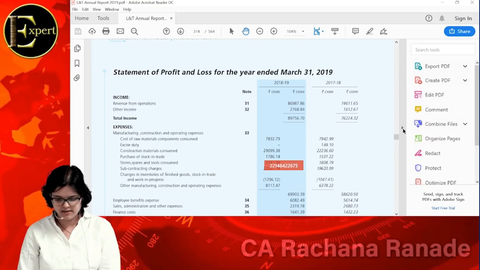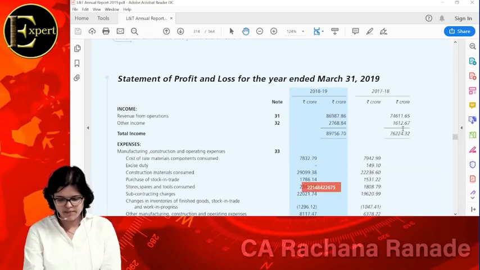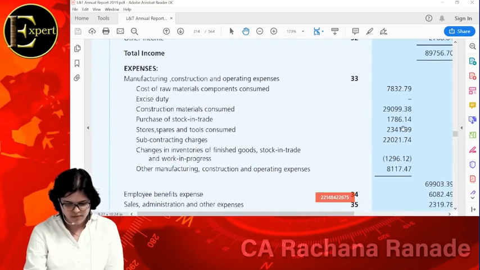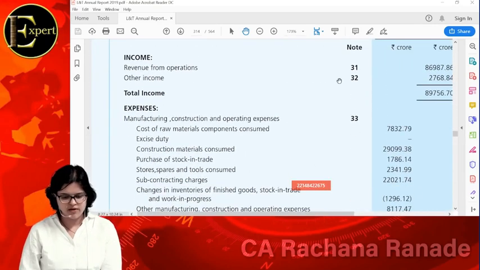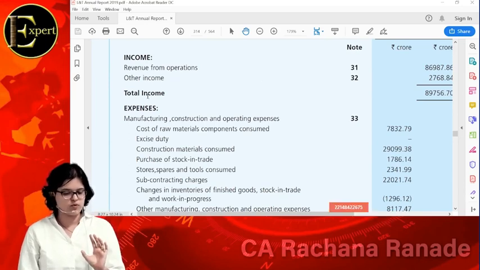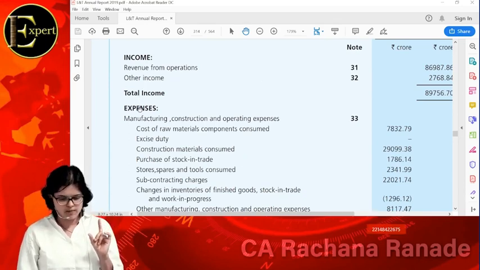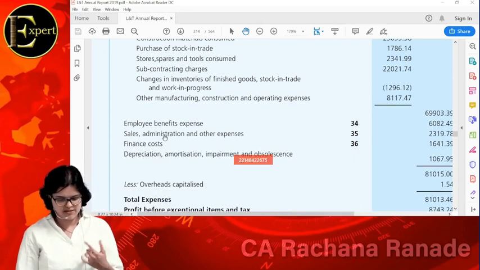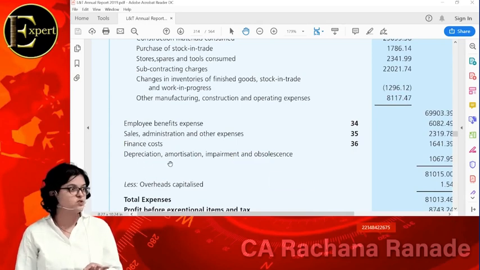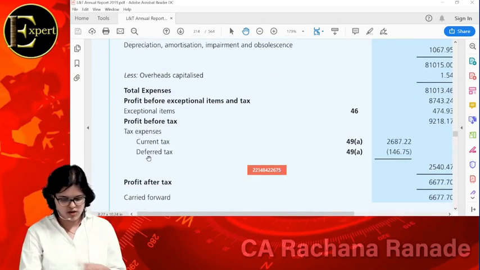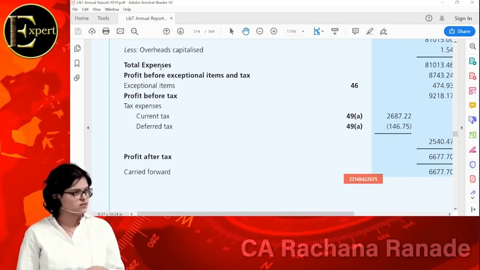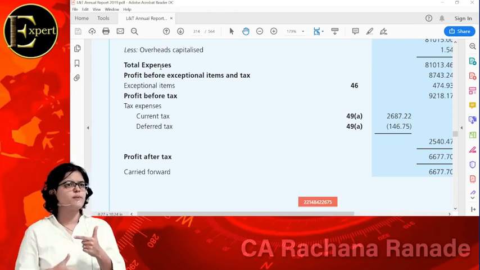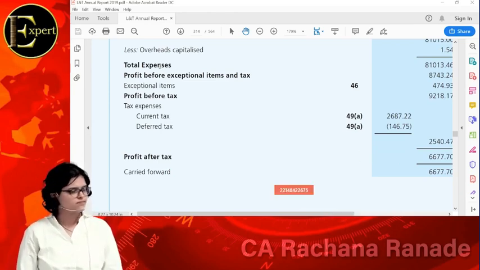See, we have a statement of P&L. And what are the two major points in P&L? One is income, one is expense. Here we have whatever is income, other income, total income. First, total income. After that come expenses. All these expenses: employee benefits, sales, finance costs, depreciation, amortization. You remember these terms? Depreciation, amortization, all other expenses, and then you get total expenses. In simple words, total income minus total expenses is going to be my profit before tax.